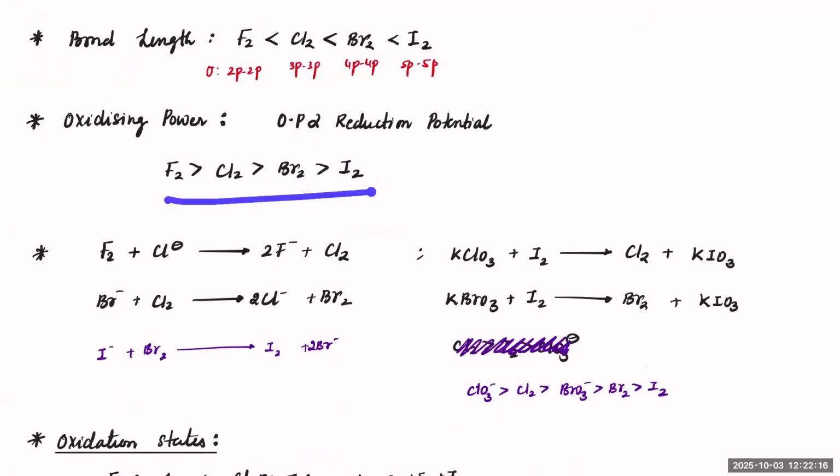Oxidizing power is also in a regular order. From fluorine towards iodine, the oxidizing power decreases. In fact, this also suggests that fluorine is a strong oxidizing agent, so it can oxidize chloride ions into chlorine, bromide ions into bromine, and iodide ions into iodine.